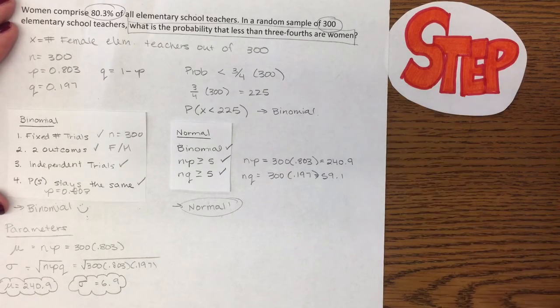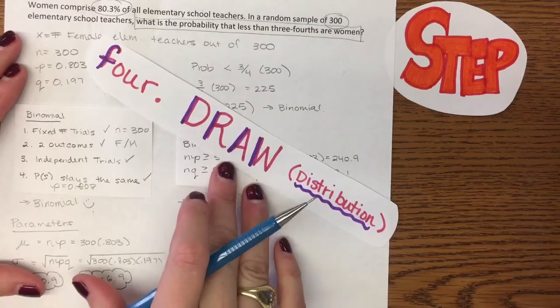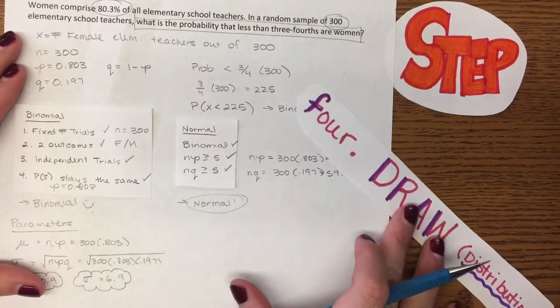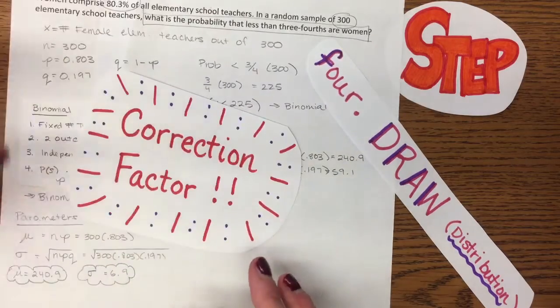So now that we've finished finding our parameters, we're going to go through and draw our distribution. Before I actually get into drawing my distribution, I need to keep in mind this correction factor.